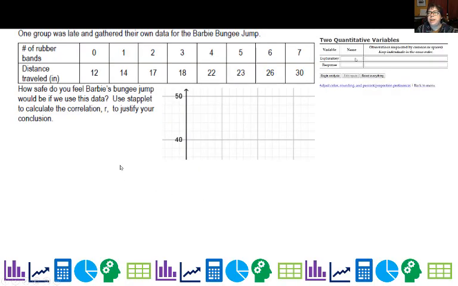So one group was late, and they gathered their own data for the Barbie bungee jump. How safe do you feel Barbie's bungee jump would be if we use this data? So here it is, and I'll go ahead and show you the scatter plot that they get, which should match the one that's already on your notes. So I put in my explanatory variable and my numbers.